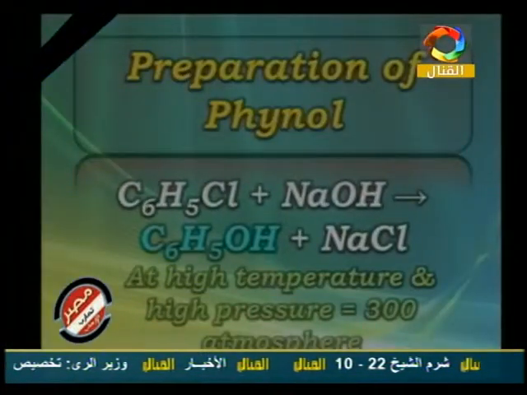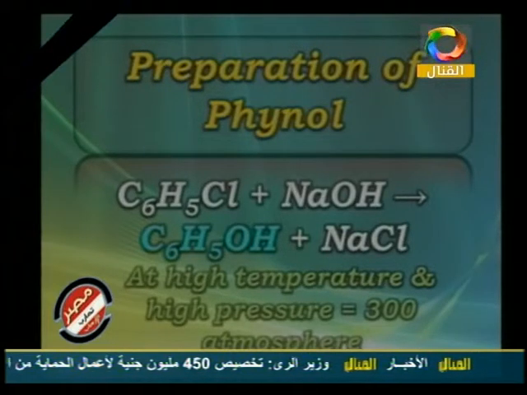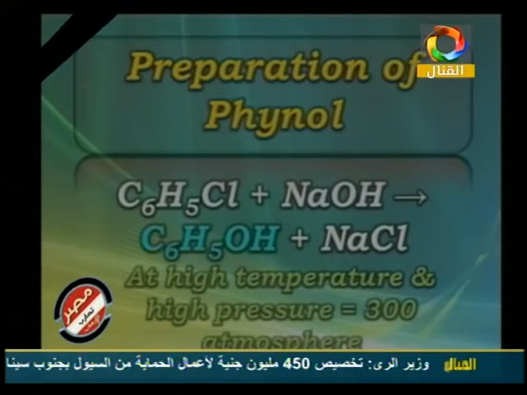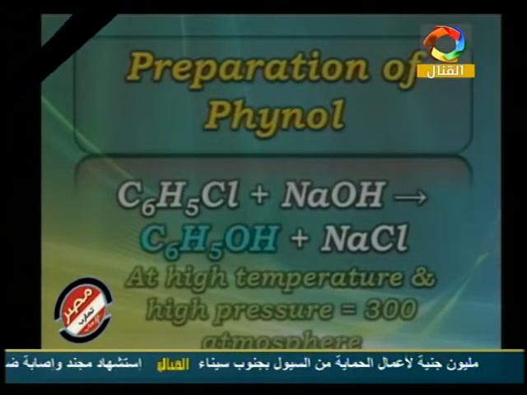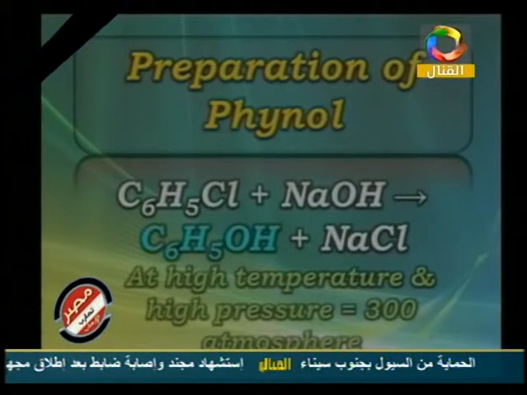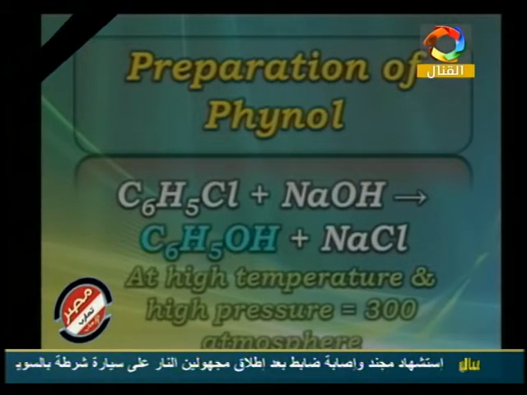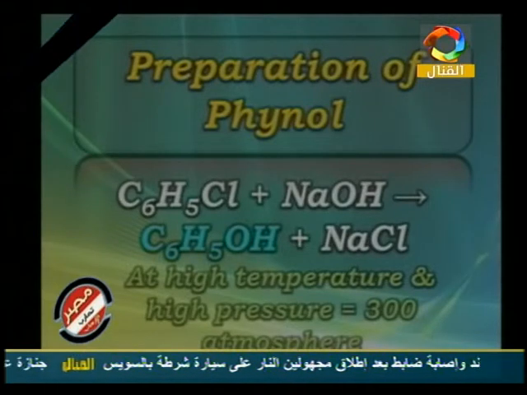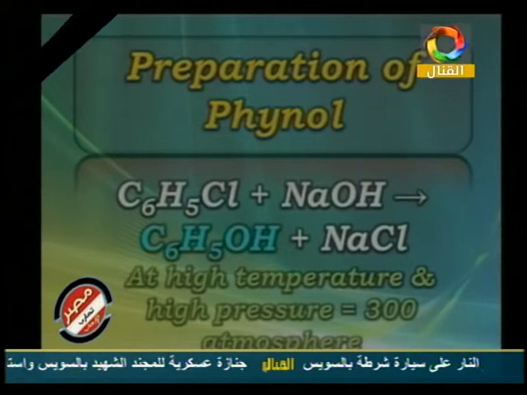We have the preparation of phenol. Preparation of phenol is very easy to know. Preparation of phenol, what is it? C6H5Cl, which means chlorobenzene. We add some amount of NaOH, sodium hydroxide, to chlorobenzene, which makes a reaction with chlorobenzene.